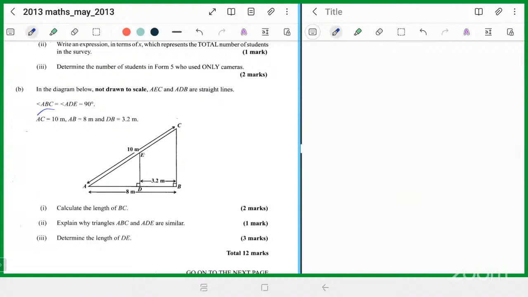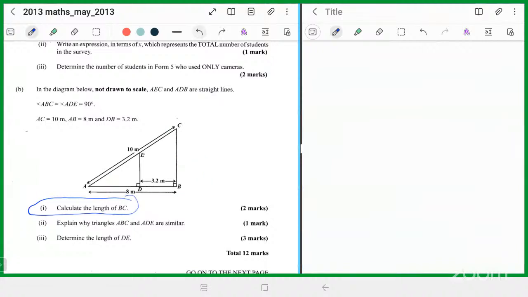It says that one is 10, one is 8. So this is a 6, 8, 10 triangle. This side is 6, the big triangle. And then this side is 3.2. It says calculate the length of BC. And if you know that is 6, we're doing it safe.